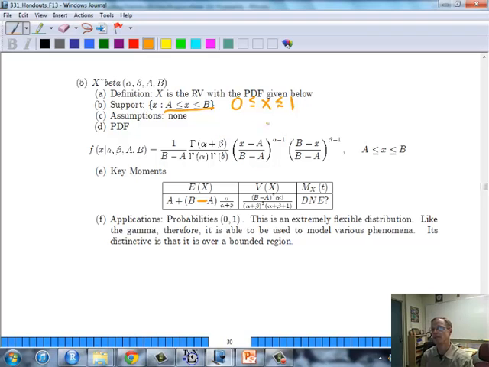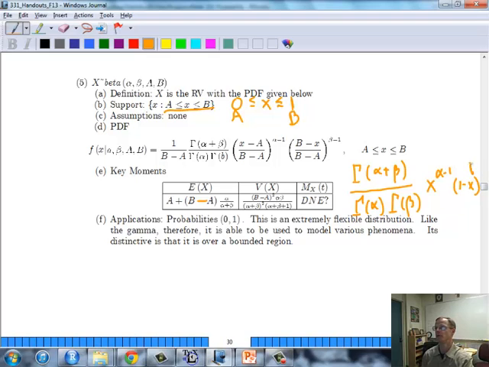So when you look at this PDF, if you convert A to 0 and B to 1, we're going to get something like this. We're going to have gamma of alpha plus beta all over gamma of alpha, gamma of beta. Don't get confused with that, times, now the A is 0, so we just have x to the alpha minus 1, and the B is 1, so I'm just going to have 1 minus x to the beta minus 1. Okay, that's a lot cleaner.